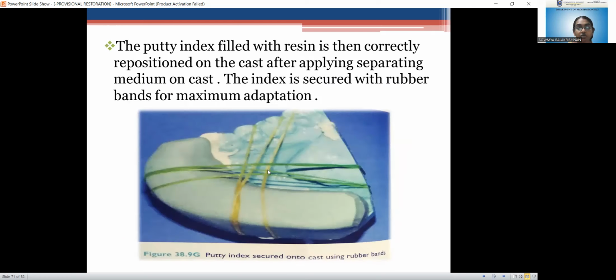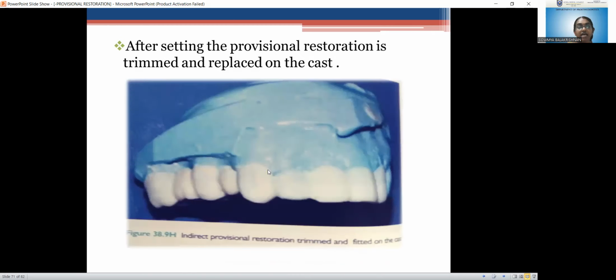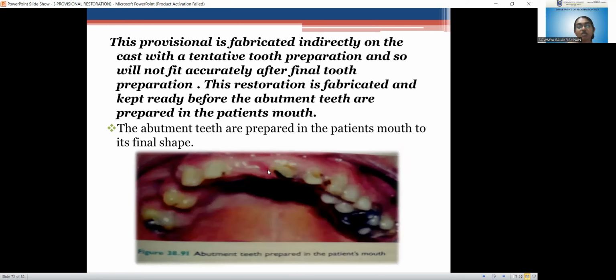After removing this index, we have to trim the provisional restoration material, and the indirect provisional restoration is trimmed and fitted onto the cast. First is the fabrication part, that is the indirect technique. Indirect technique is used for fabricating the provisional restoration. That means this provisional restoration is fabricated indirectly on the cast with a tentative tooth preparation that will not fit accurately after the final tooth preparation. This restoration is fabricated and kept ready before the abutment teeth are prepared. So now the temporary is always ready.